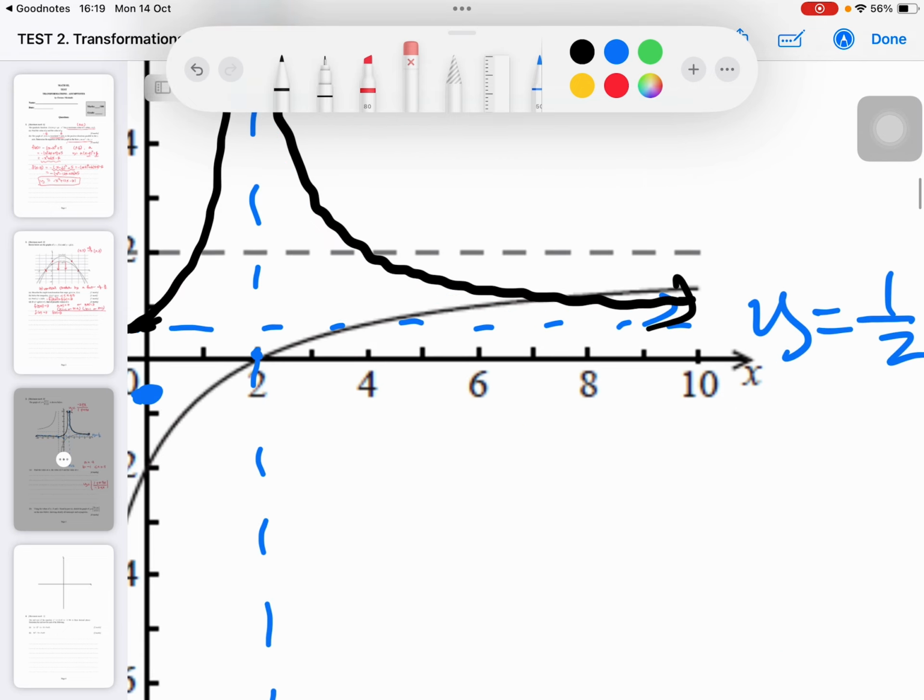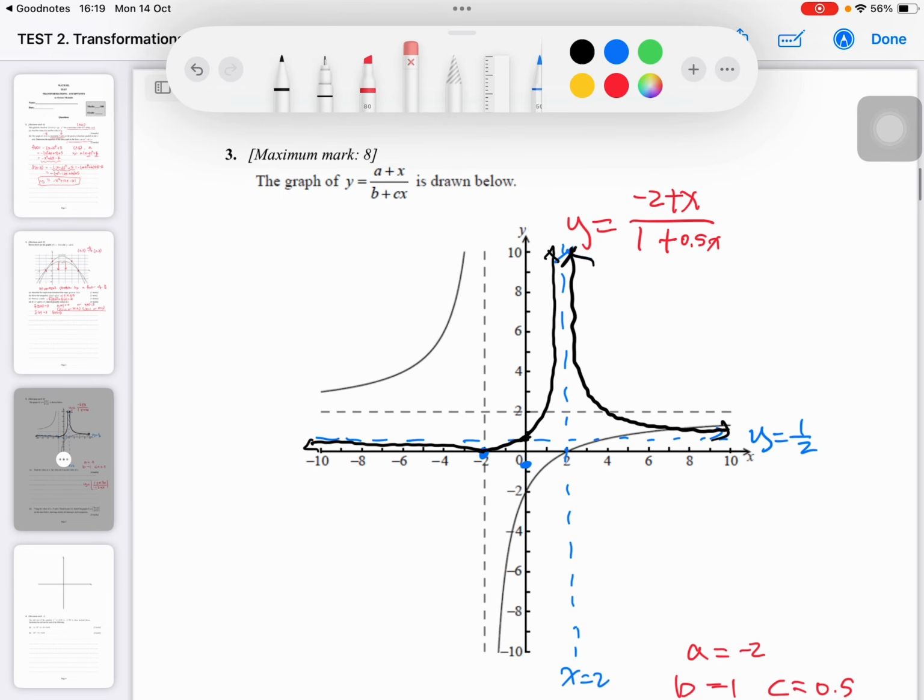So after we apply this modulus, this is the one. So 1/2. And let's go for the next one.